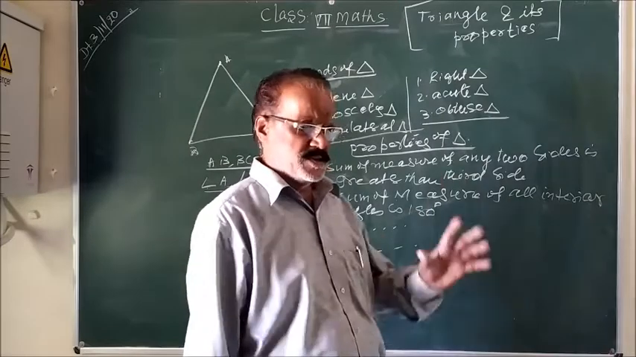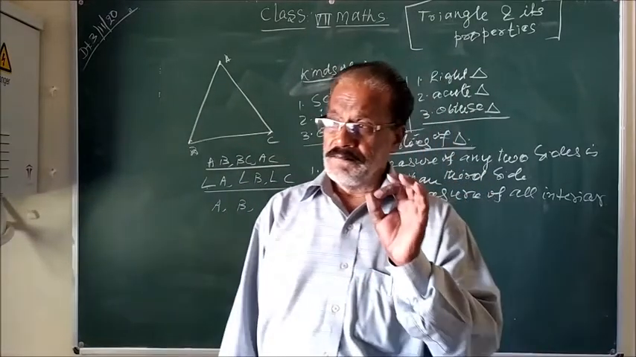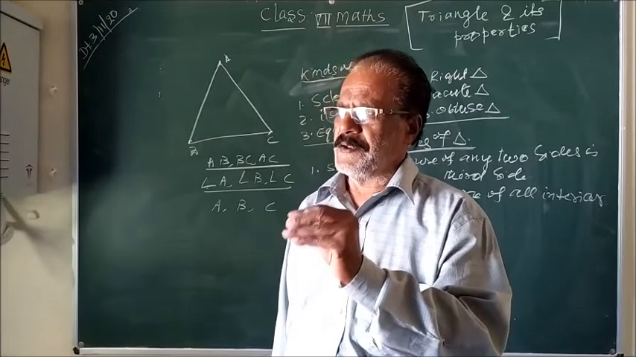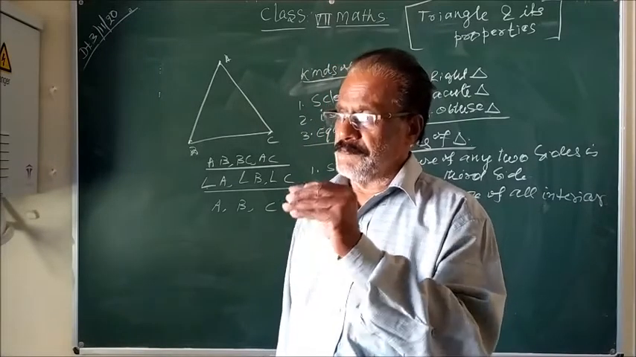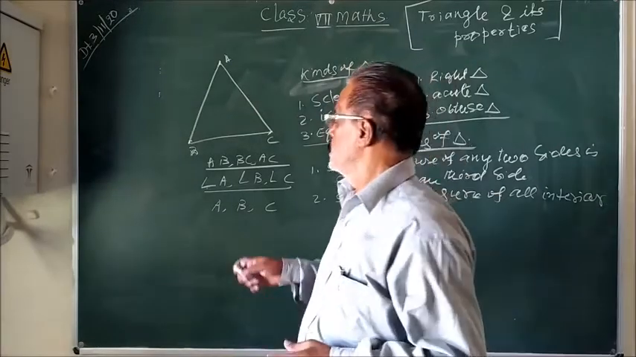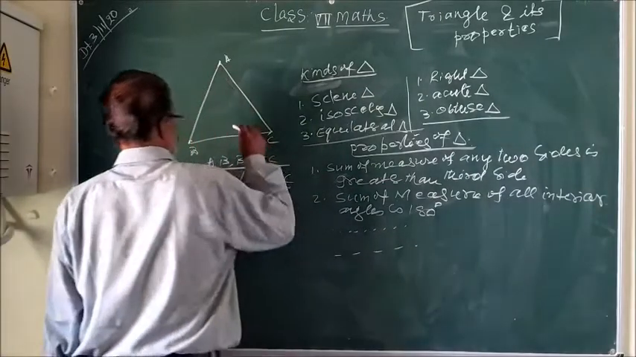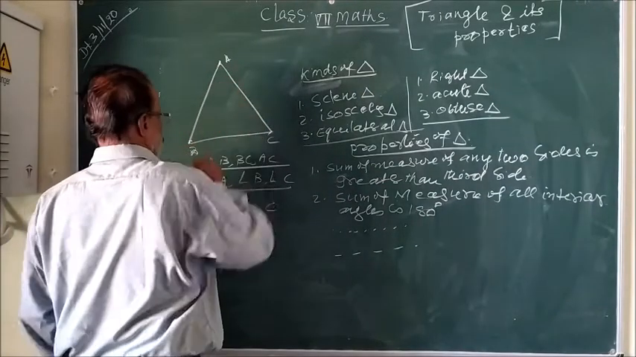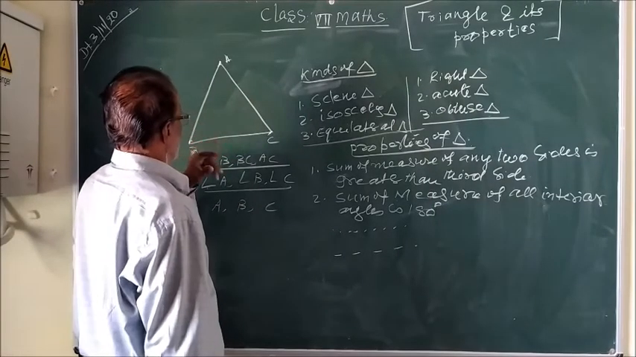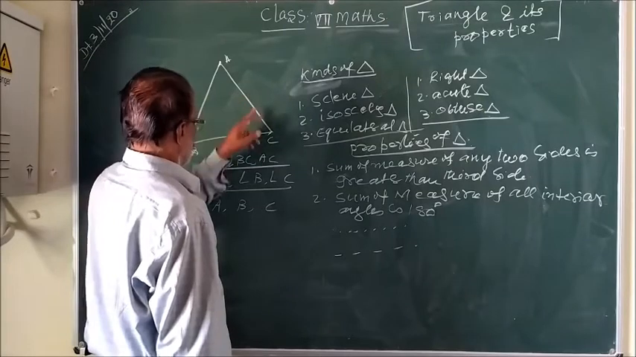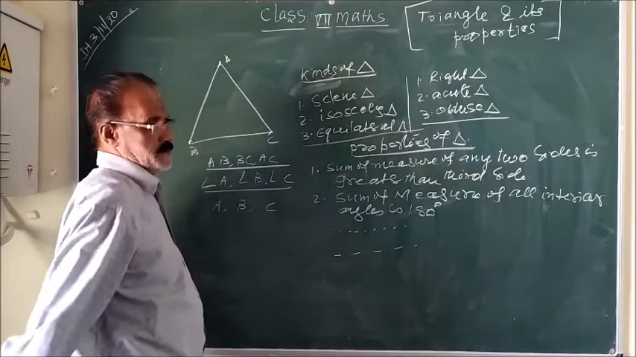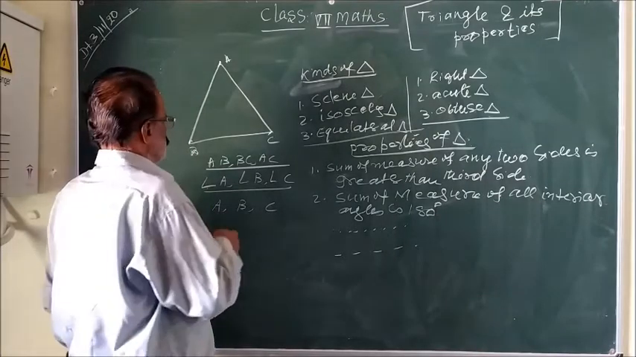What is a vertex? The point where lines meet. The point at which 2 or more lines meet is called a vertex. And so there are 2 types of parts in a triangle. Sides and angles. So there are all 6 elements. These are also called elements.